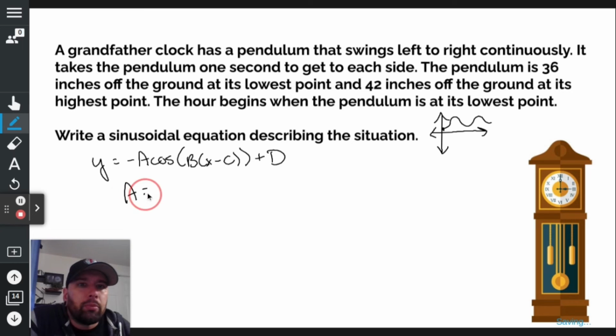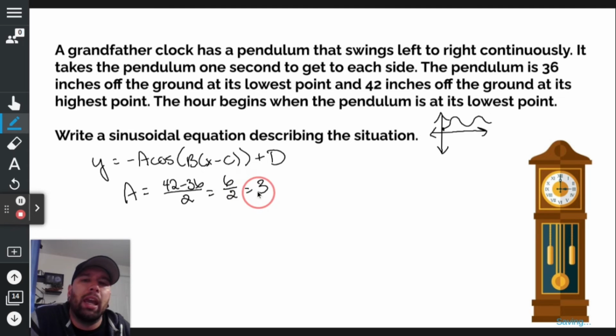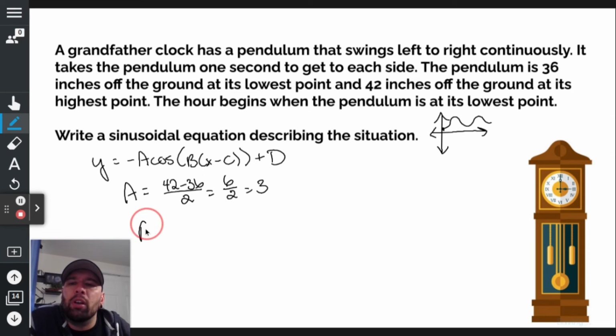A: it's 36 inches at its lowest, 42 at its highest. So we'll do 42 minus 36 all over 2, which gives us 6 over 2, which is 3. So the amplitude is 3. Remember, amplitude is not the distance from the highest point to the lowest point, but halfway in between. That's why I'm using this equation, which kind of looks like a midpoint to figure it out.